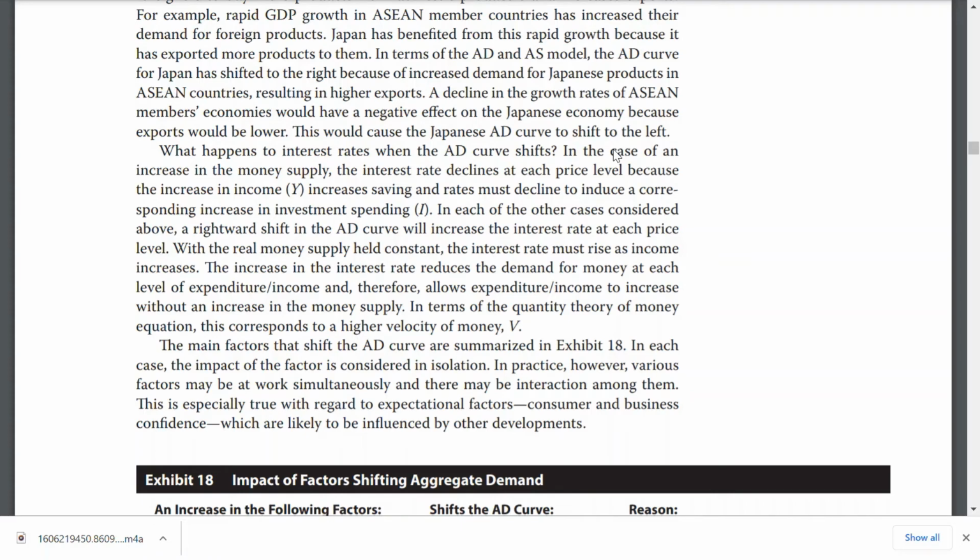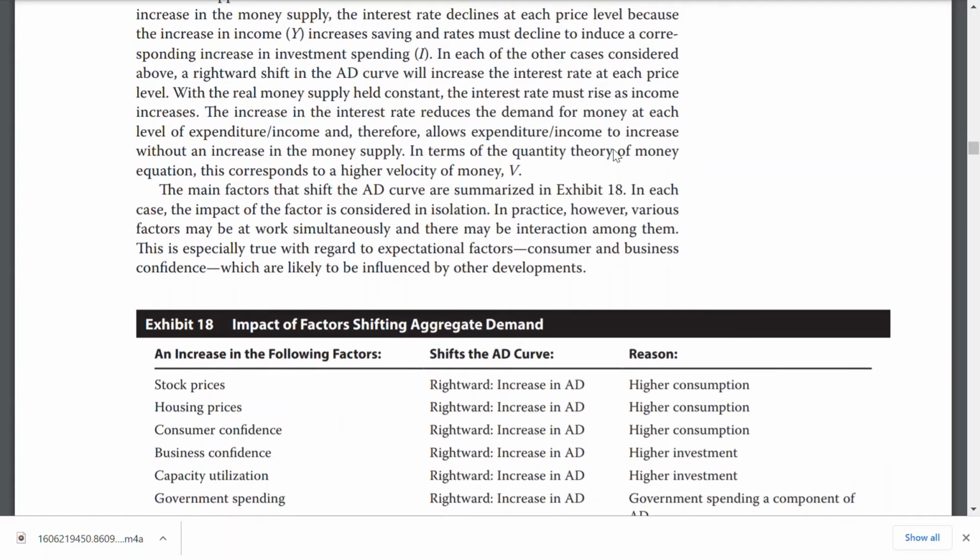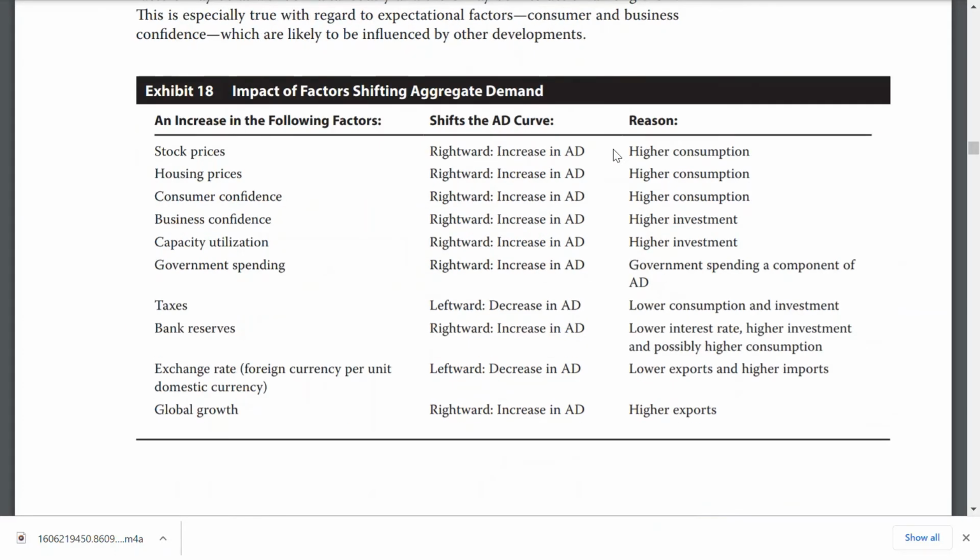In terms of the quantity theory of money equation, this corresponds to a higher velocity of money, or V. The main factors that shift the AD curve are summarized in Exhibit 18. In each case, the impact of the factors is considered in isolation. In practice, however, the various factors may be at work simultaneously, and there may be interactions among them. This is especially true with regard to expectational factors, consumer and business confidence, which are likely to be influenced by other developments.